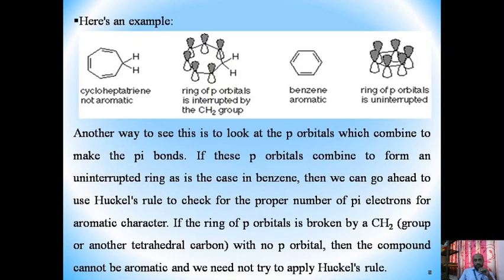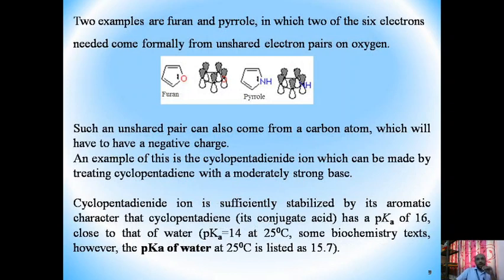If the ring of p orbitals is broken by a CH2 group or another tetrahedral carbon with no pi or p orbital, then the compound cannot be aromatic and we need not try to apply Huckel's rule. Two examples are furan and pyrrole, in which 2 of the 6 electrons needed come formally from an unshared electron pair on oxygen. Such an unshared pair can also come from a carbon atom, which will have to have a negative charge.